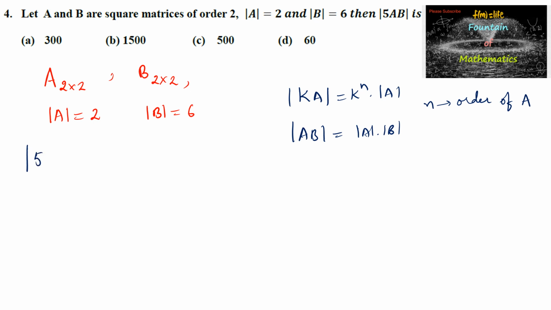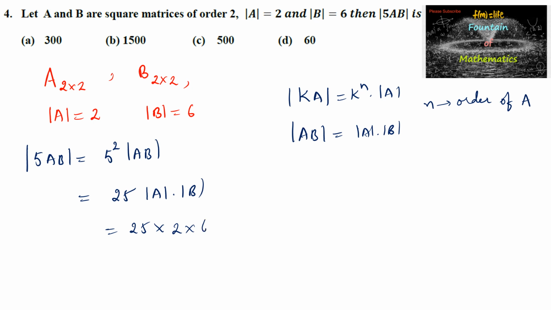Determinant of 5 times AB is equal to, we can write 5 to the power of 2 into det of AB, because the order of the matrix is 2, so we can write 5 square, 25 times, and det of AB is equal to det A into det B, which is equal to 25 into, determinant of A is 2 and determinant of B is 6. So we can say this is 300. So 25 into 2, 50, 50 into 6 is 300. So 300 is the first option, which is correct.